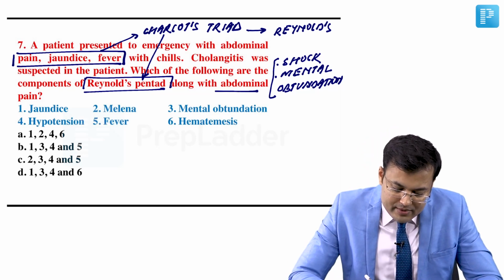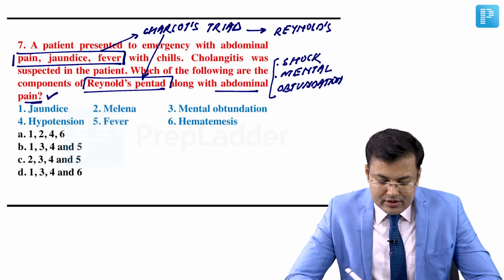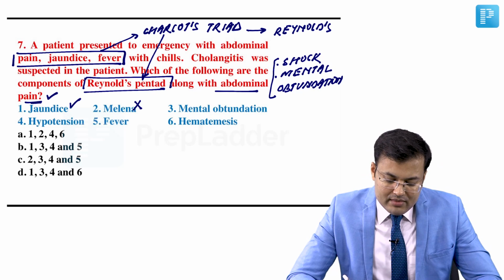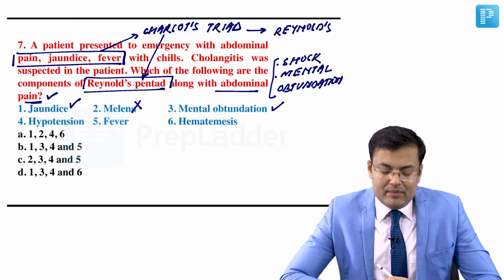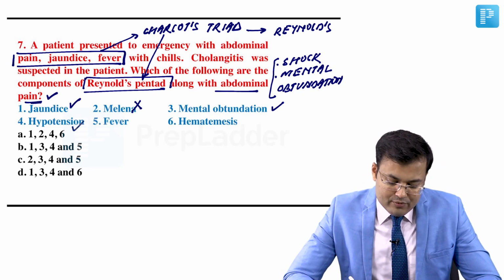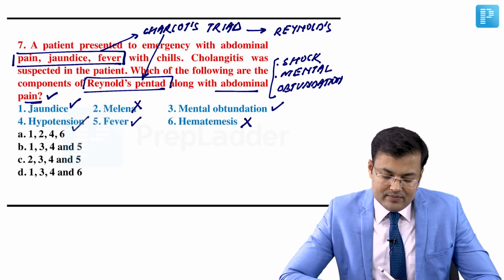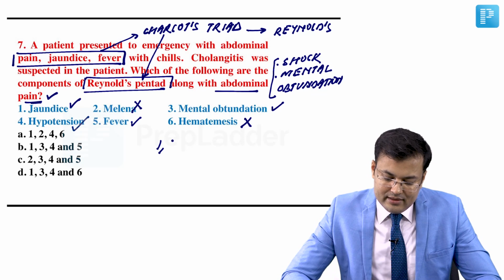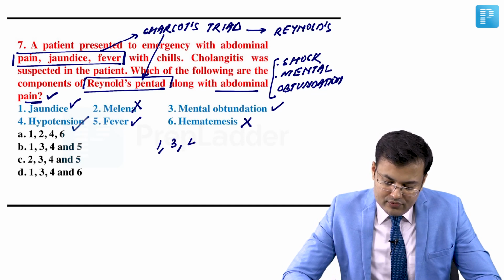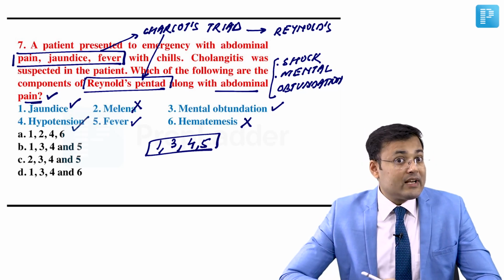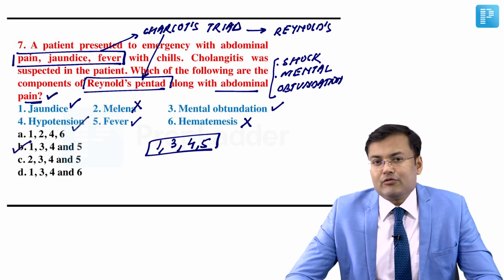Along with abdominal pain, what are the components of Reynolds Pentad? There is jaundice, mental obtundation, hypotension or shock, and fever. Melena is not there, and there is no hematemesis. So 1 is correct, 3 is correct, 4 is correct, 5 is correct. So which of the following is the correct answer? The correct answer for this question is B.